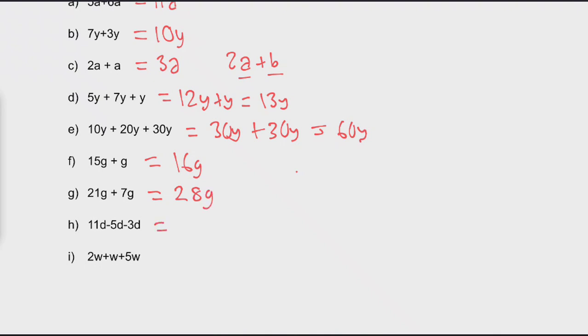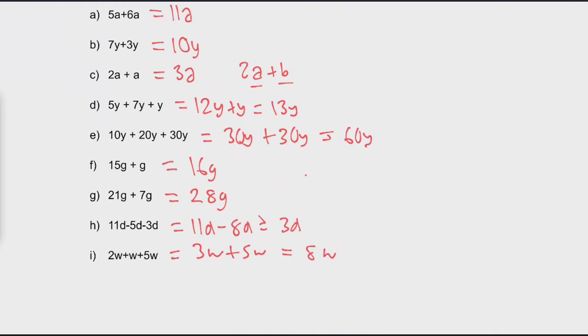11d plus 5d minus 3d, well, it's 11 plus 5 minus 3. You can write that as 16d minus 3d, which is equal to 13d. Okay, 2w plus w plus 5w is equal to 3w plus 5w, which is equal to 8w.